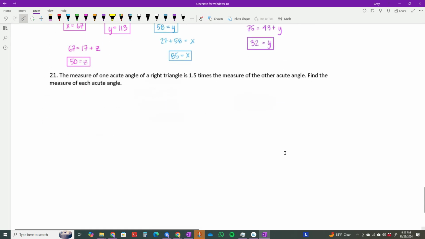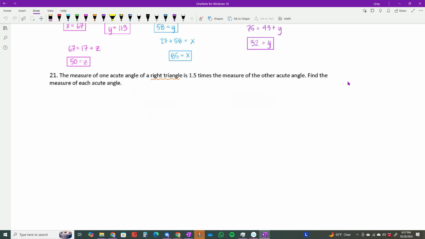All right, last problem. The measure of one acute angle of a right triangle is 1.5 times the measure of the other acute angle. Find the measure of each angle. Okay? The key that you might have missed, you're going, wait, they only gave me 2 angles and I need 3. But the key you got to remember is that they told you it was a right triangle. And if it's a right triangle, those 2 angles add up to 90.